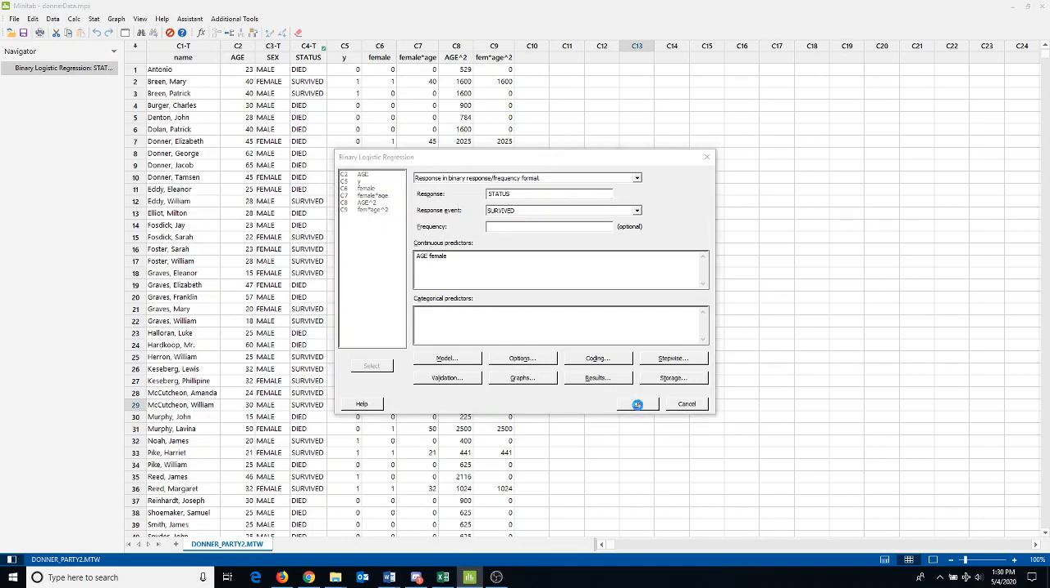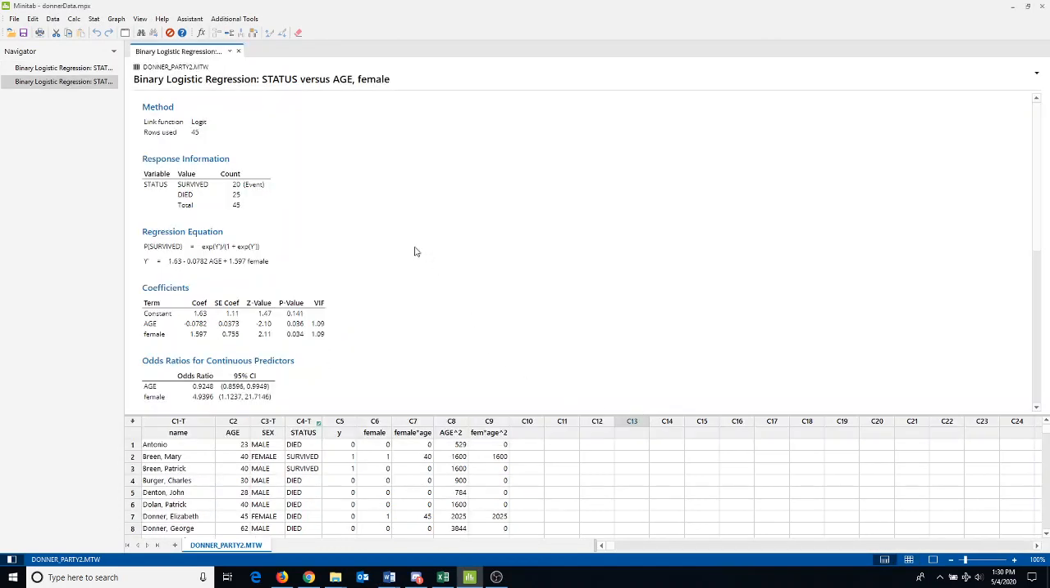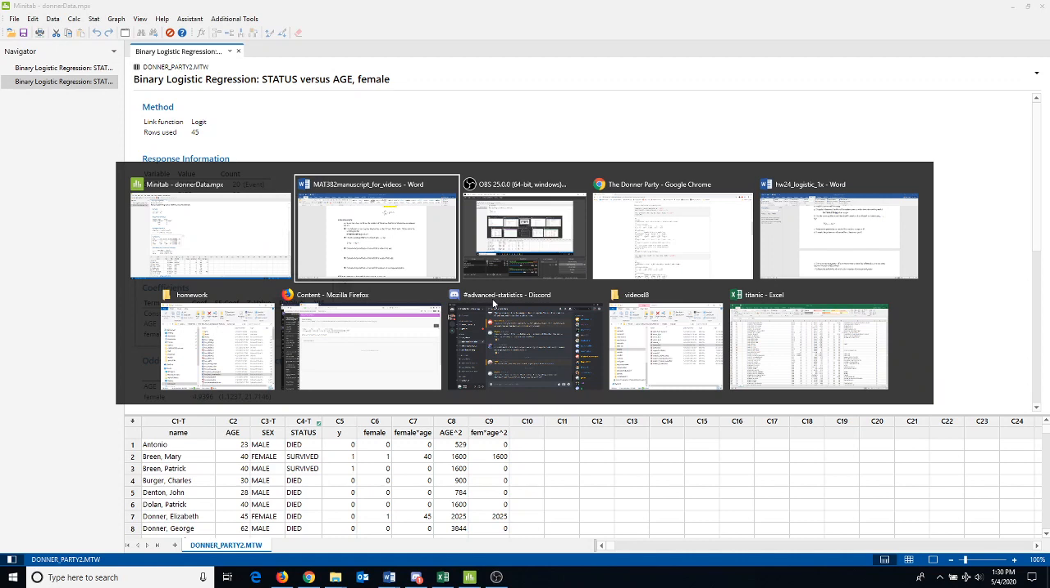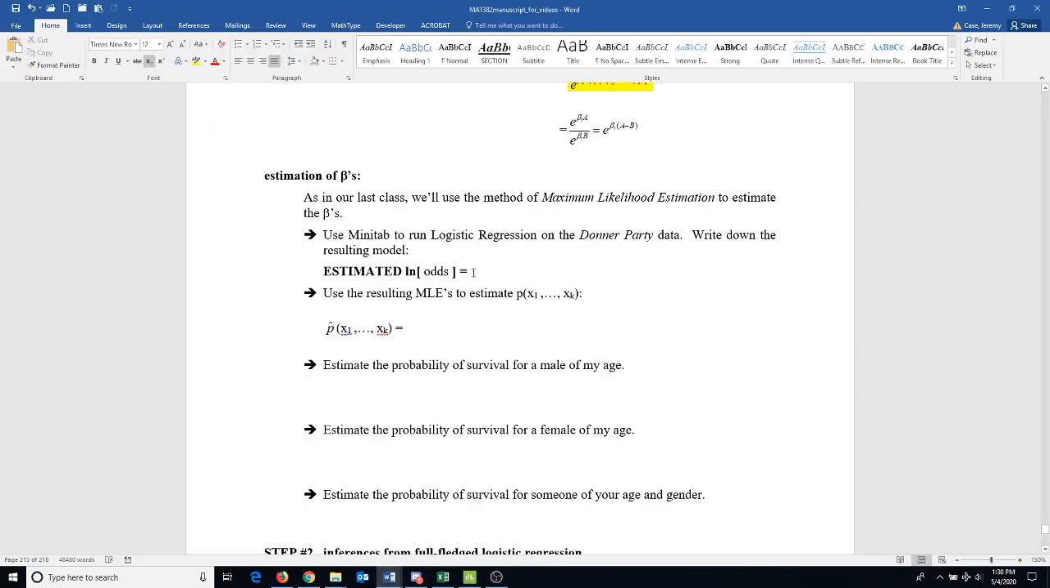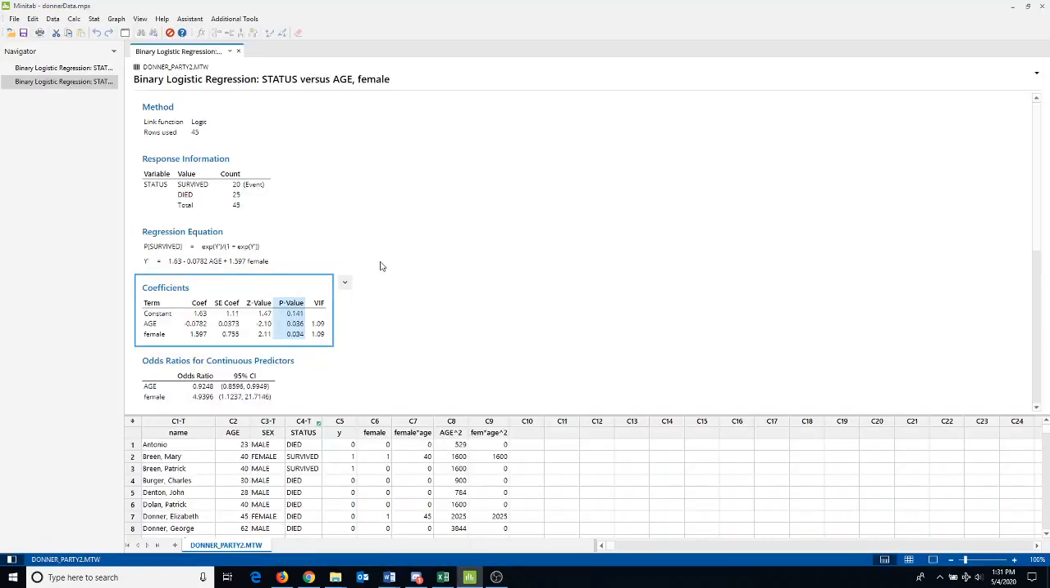So I go ahead and run this, and it turns out that it gives me my equation right here. So the probability of survival is the exponential of my line over 1 plus the exponential of my line. So I'm just going to go ahead and copy that, maybe as a picture. First of all, I need the estimation of my natural log of the odds. And so let's see if I can copy this part right here.